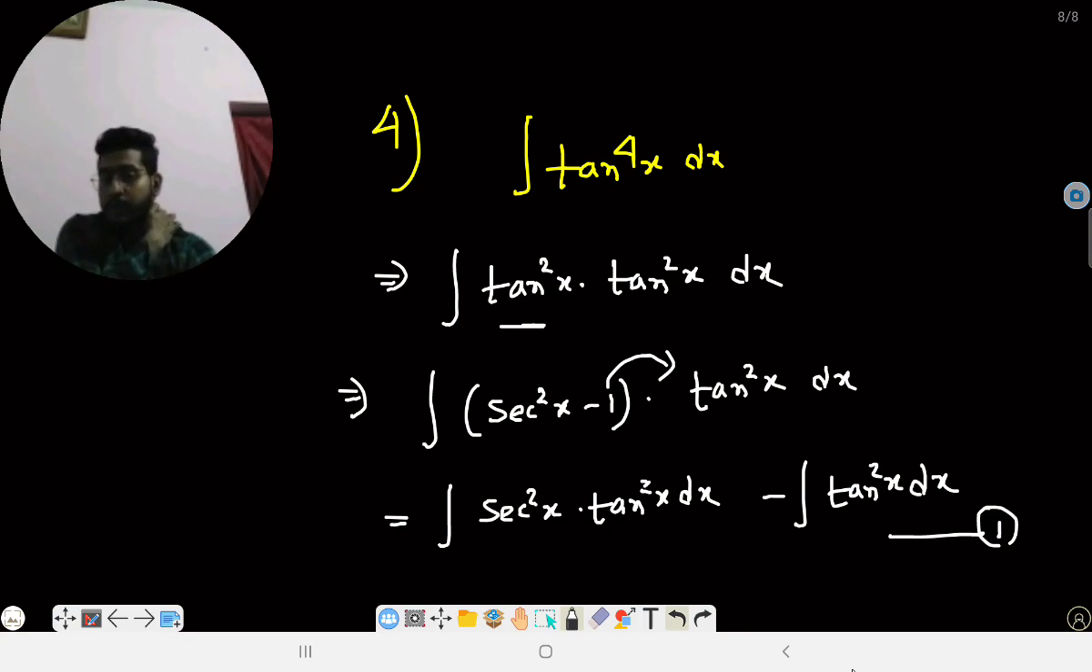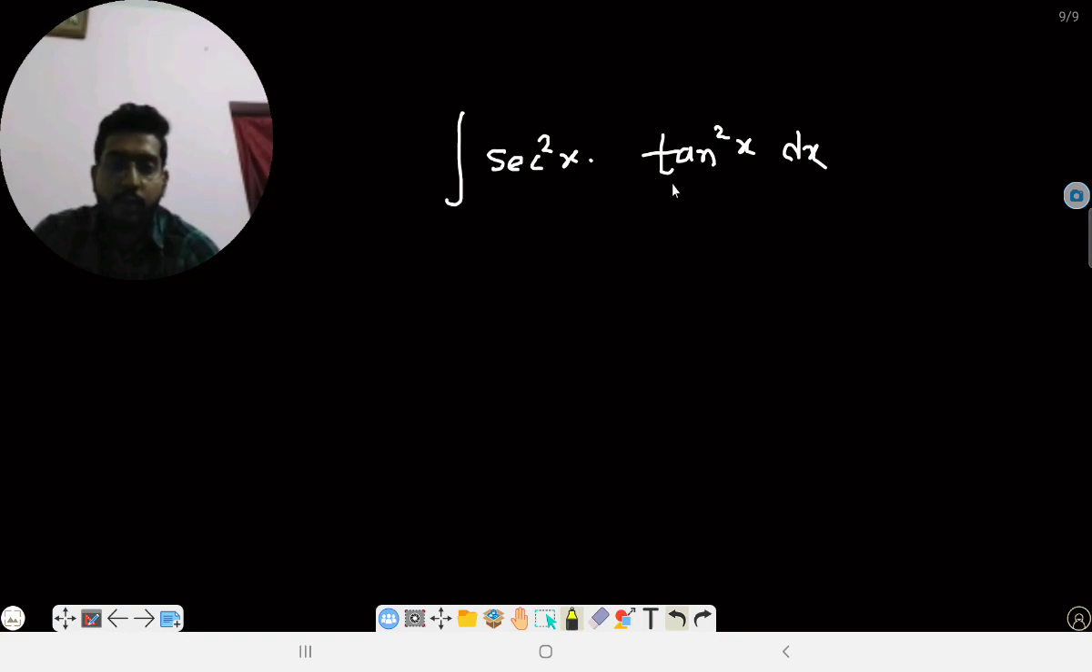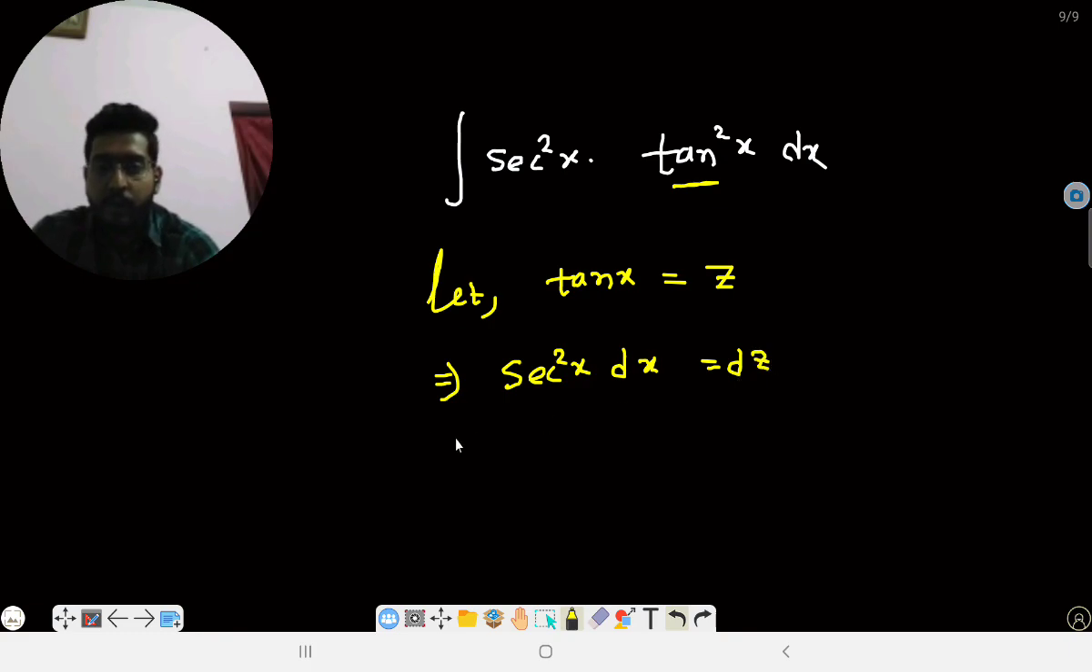There are two parts we are getting here: integration of sec square x into tan square x dx, and the next part is integration of tan square x dx. So we'll do the first one: integration of sec square x into tan square x dx. Now how to solve this integration? First we have to let tan x equal to z. So here I am letting tan x equal to z. That means if I differentiate this, it will become sec square x dx equals dz. Done. So from here you can see it will be integration of, so here you have to put the value here.